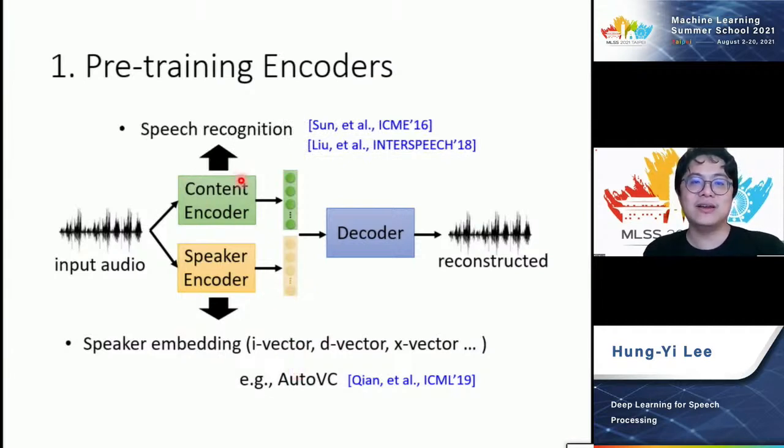For the content encoder, you can initialize it with the encoder of a speech recognition model, because a speech recognition model is to extract the content information. So initializing this content encoder with a speech recognition model will be a good idea. Usually this approach works pretty well. But the problem is, because we need a speech recognition model here, this idea can only be applied to languages for which you already have a high quality speech recognition model.